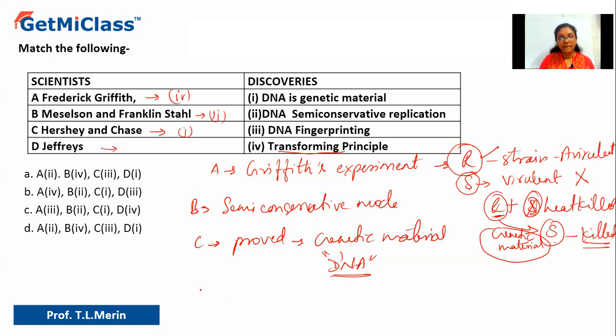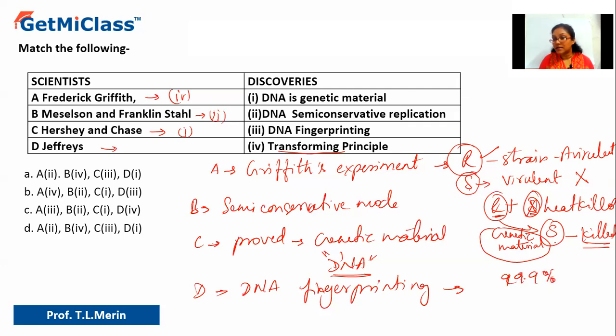D says Jeffreys. He invented a method which is called DNA fingerprinting. We know that DNA fingerprinting is based on the specific sequence that a particular person has in their DNA, because 99.9% of the sequence of all human beings is the same. That means the genetic material is the same, but in that 0.1% there is a lot of difference. Those differences are considered for DNA fingerprinting, and there are specific sequences which we call satellites, or VNTRs, that is variable number tandem repeats, which vary in different individuals and are specific for a particular person. Based on that, DNA fingerprinting was invented. That method was proposed by Jeffreys. So this is the third one.